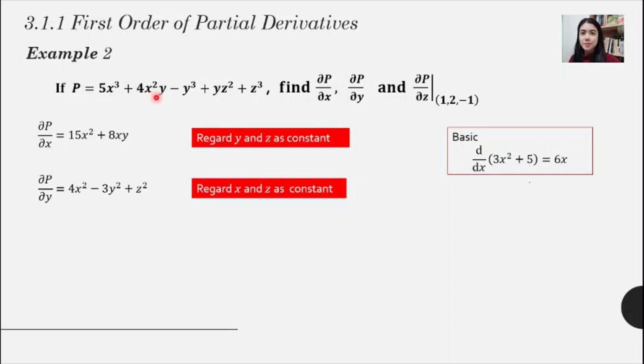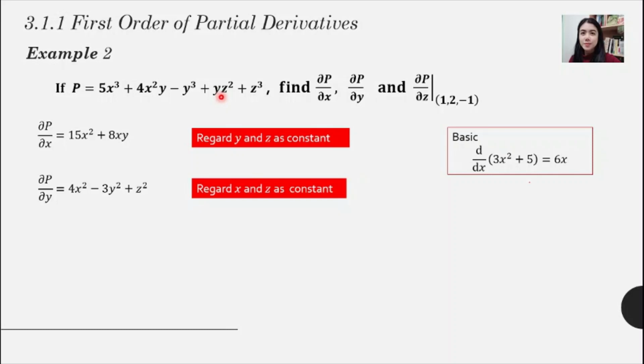How about here? Do we have the y? Yes, we have one y here. How about the 4x squared? The 4x squared is actually constant. The 4 is constant, x squared is constant. If you differentiate the y, you have 1. So 1 multiplied with the constant 4x squared gives you 4x squared. Next, we have the y here. If you differentiate the y here, you have negative 3y squared.